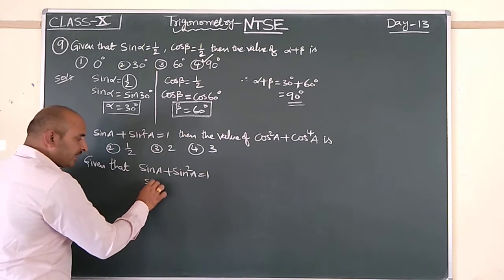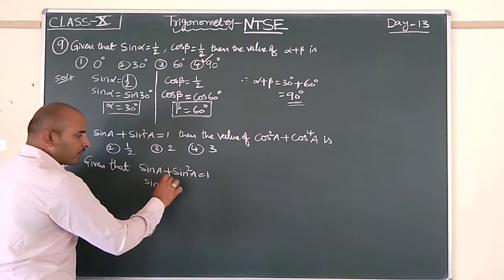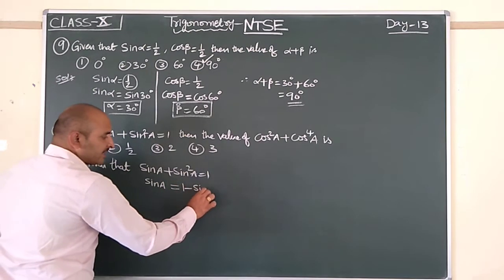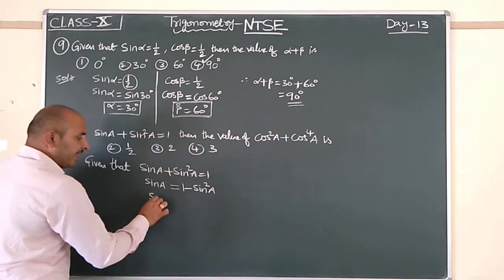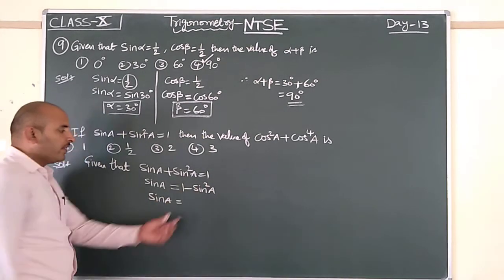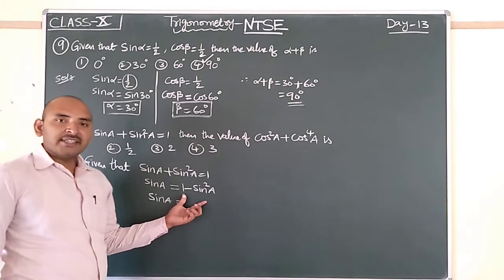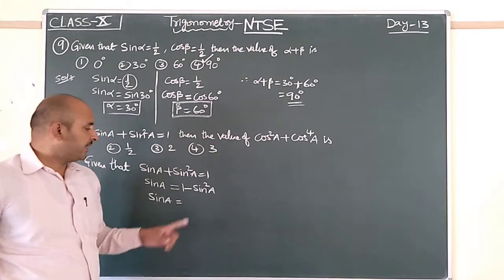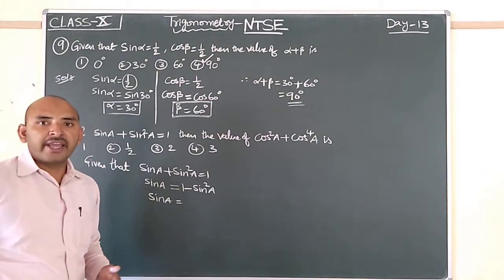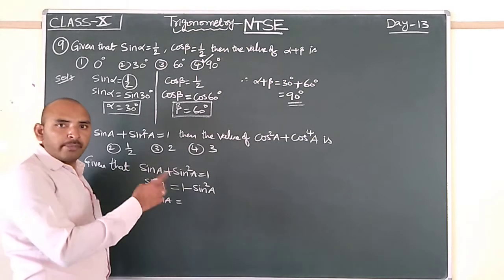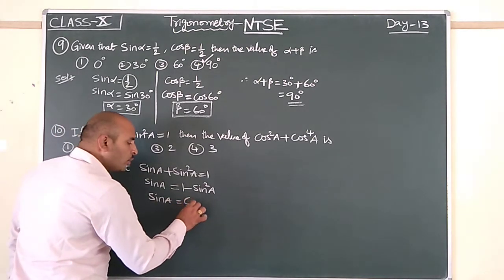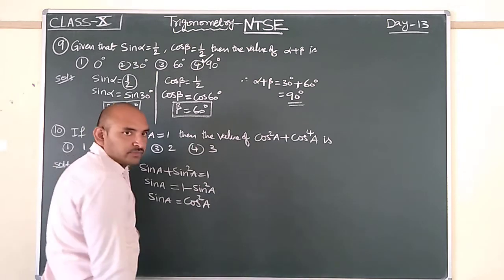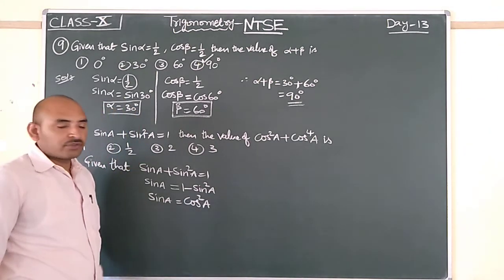Simplify this, sin a is equal to 1 minus sin square a. You know very well this formula, the trigonometric first identity: sin square a plus cos square a is equal to 1. In that formula, 1 minus sin square a is equal to cos square a. So sin a is equal to cos square a.